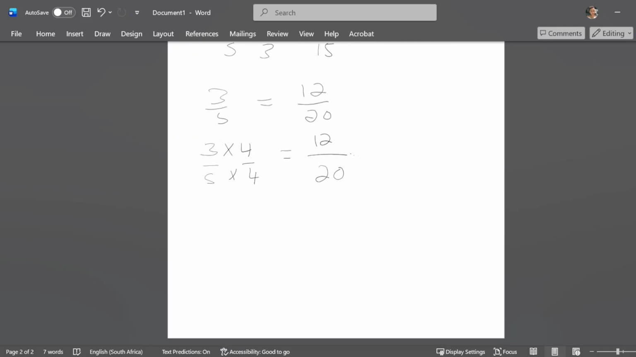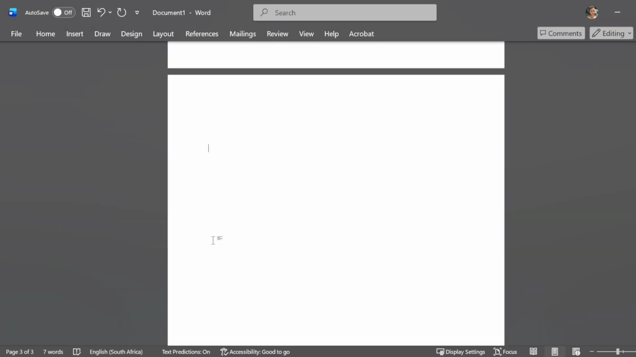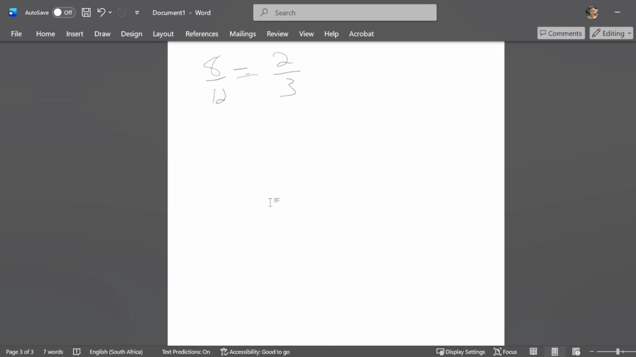Now let's try another type of question. Are 8 over 12 and 2 over 3 equivalent? So instead of multiplying, this time we simplify. So we have 8 over 12. What number divides both 8 and 12? Both can be divided by 4, right?